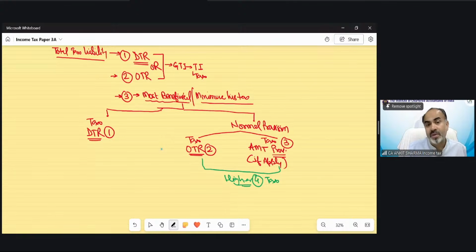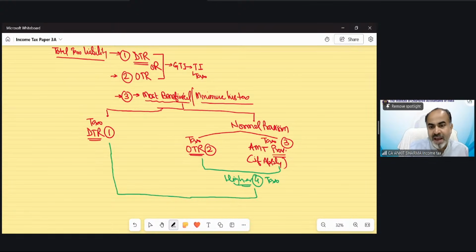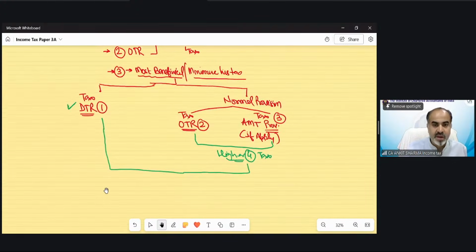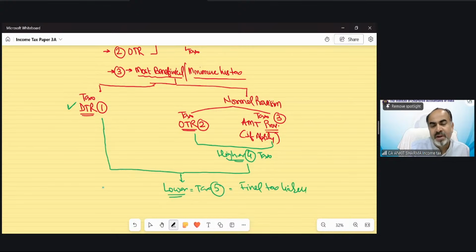It's not the end yet. After finding out the higher of these two, now you need to compare this tax 4 with tax 1, that means the default tax regime tax. And out of these two, now we need to find out the lower. That lower, suppose we name it tax 5, would be our final tax liability. Out of this tax liability, you need to reduce the advance tax, whatever we were discussing, TDS, TCS, etc.